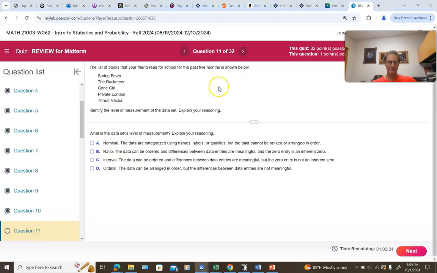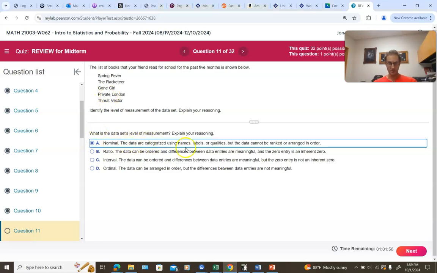Alright, guys. Number 11 here says the list of books that your friend read for school for the past 5 months is shown below, and identify the level of measurement of the data set. Well, these are just book titles, guys. These are not even ranked in order of popularity or sales or anything like that. So this is going to be the lowest level of measurement, which is nominal.